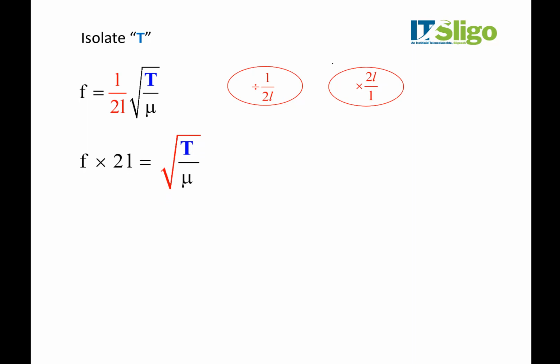Now we want to get rid of the square root symbol. That's the furthest thing away from t now. So to get rid of square root, we square both sides. And again, guys, we square both sides. You don't go in and square each little bit like that.